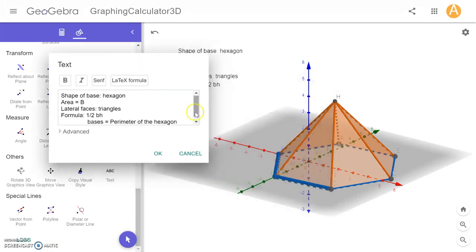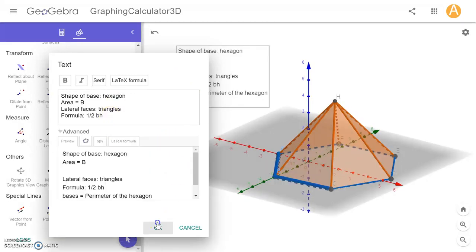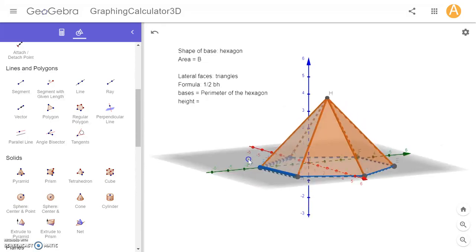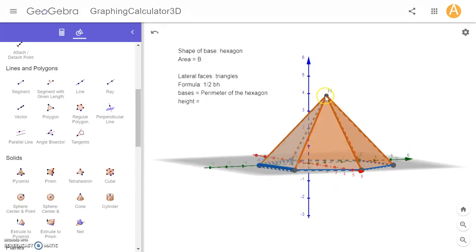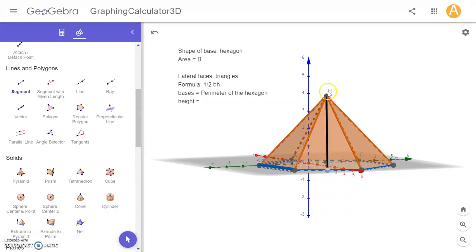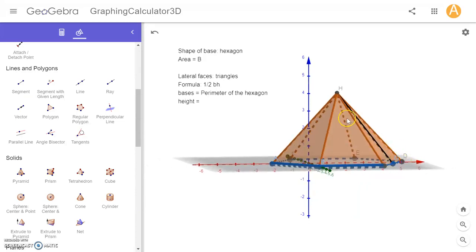Now we also need the height of the triangles. Now this is the tricky part, because the height is not the height of our actual pyramid. If we look at our pyramid, my height is 4 units. But we actually need this measurement. And if I rotate that around, you can see that that measurement is a diagonal piece.